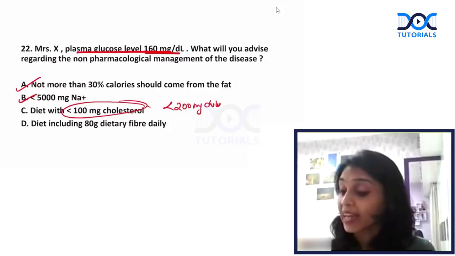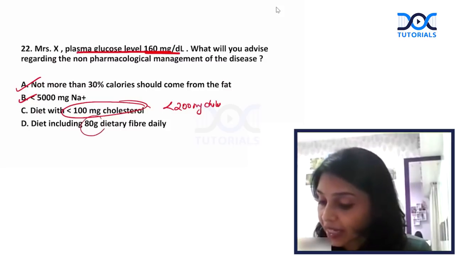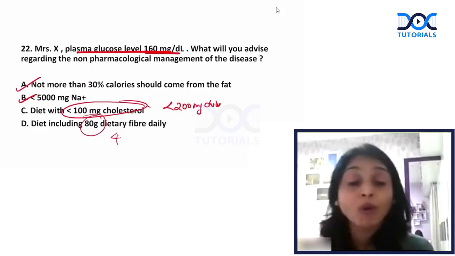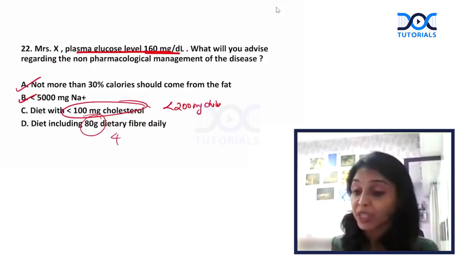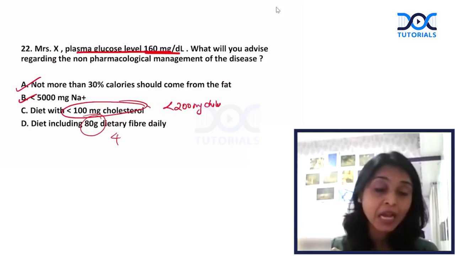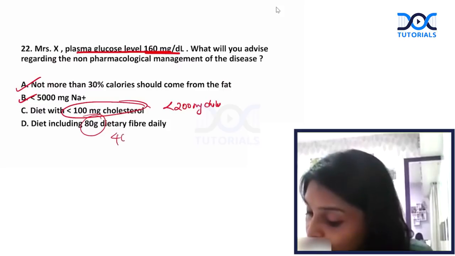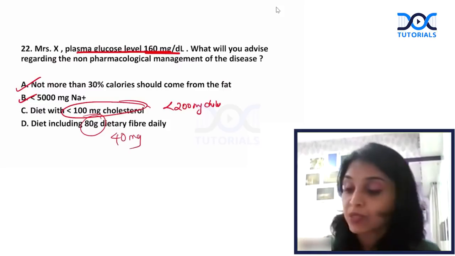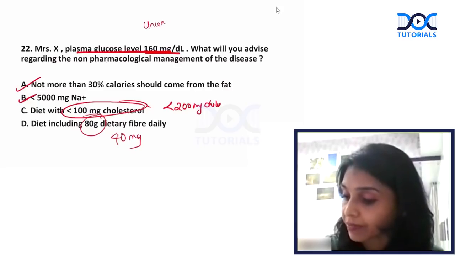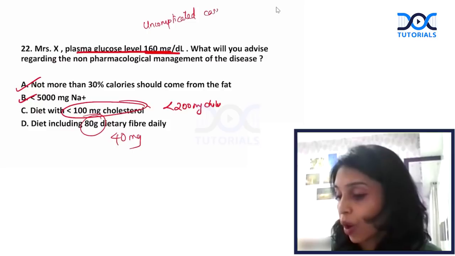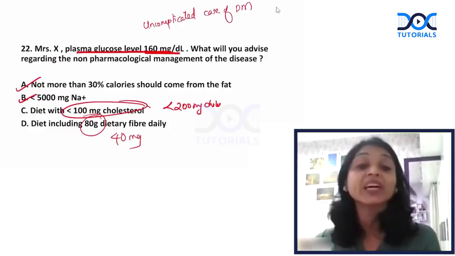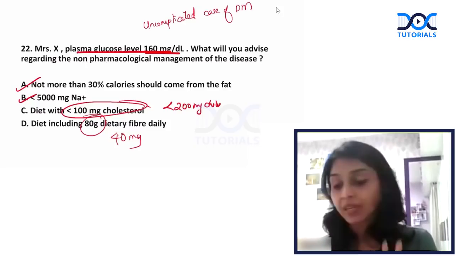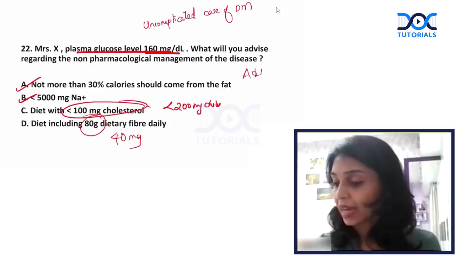And diet including 80 gram dietary fiber daily. It is not 80, but as per what is given, what I'm telling you is the ICMR guideline regarding the non-pharmacological management of diabetes. That means uncomplicated diabetes. It is 40 milligram. Okay, this is for an uncomplicated case of diabetes mellitus, right? Okay. So here we have two answers, A and B. A is correct and B is also correct.